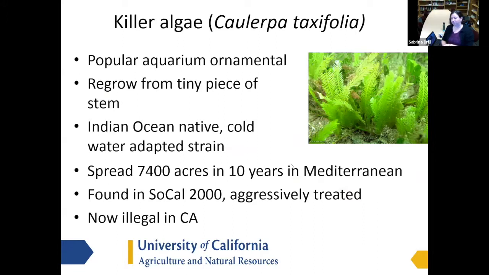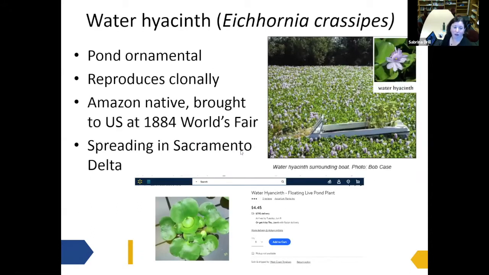Another species that probably came in through aquarium dumps is killer algae, Caulerpa taxifolia. This is a popular ornamental plant. In 10 years in the Mediterranean, it spread over 7,400 acres. It just outcompetes everything. It just covers all surfaces. We found it in Southern California, I believe in the San Diego Bay in 2000, and really aggressively treated it, and it is now illegal to sell in California.